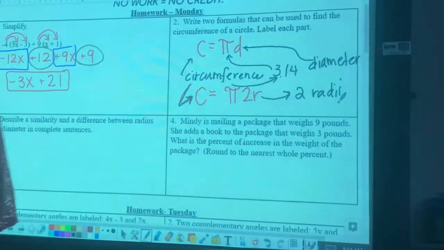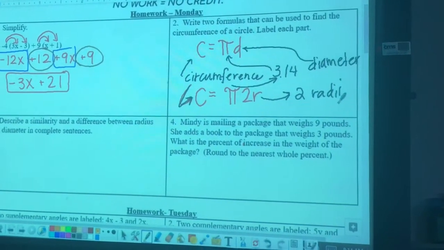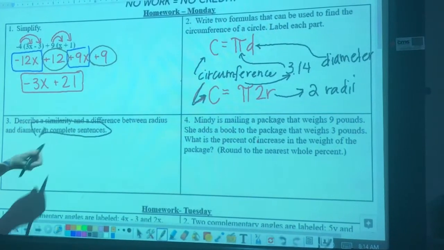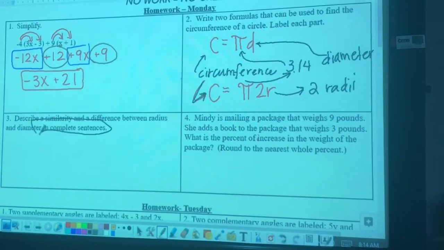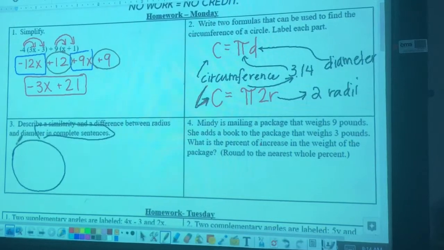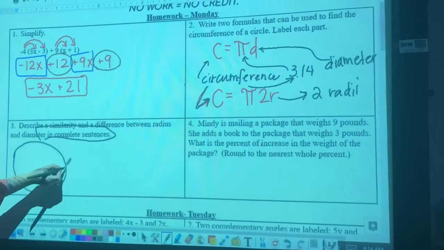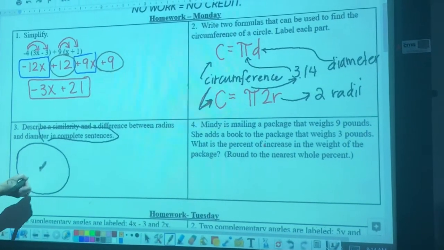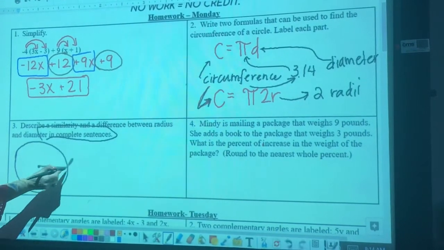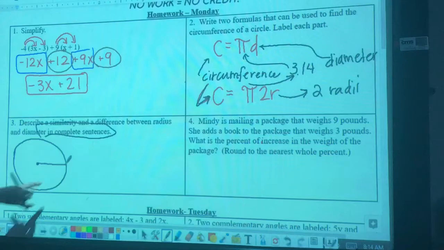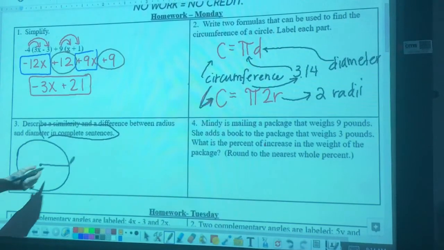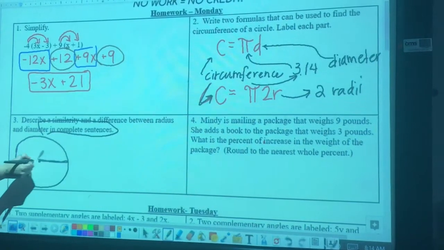Okay? Describe a similarity and difference between radius and diameter in complete sentences. So I'm not going to go into a whole lot of detail for this one because everybody's answer is going to look a little bit different. Again, just a reminder that the radius starts from the center and it can go in any direction. It's going to go to an edge. Okay, so the radius is half of the circle. Diameter goes completely across the circle.